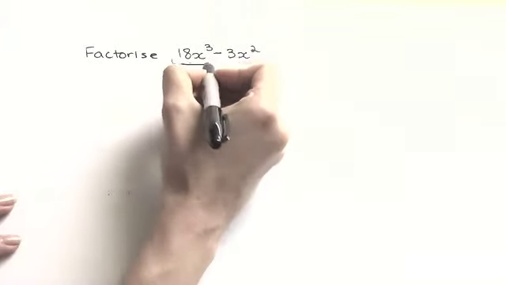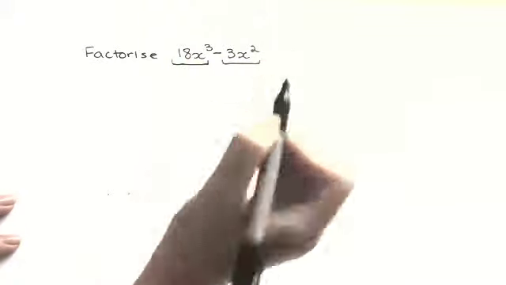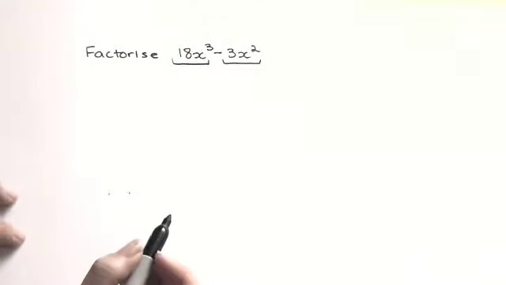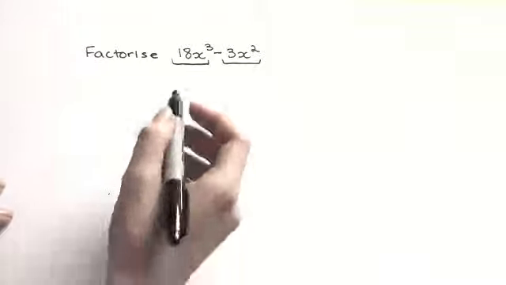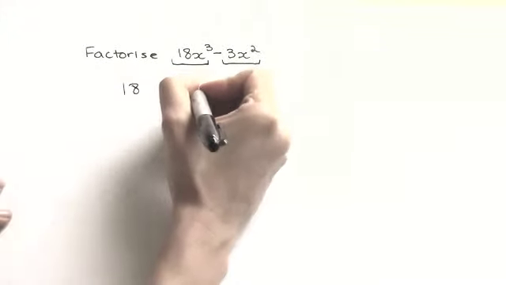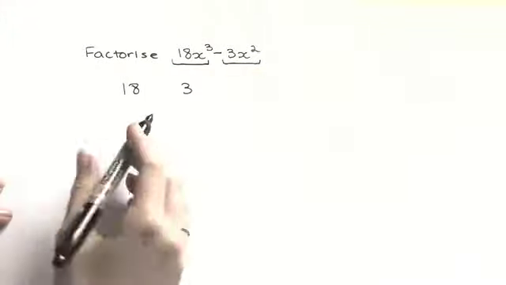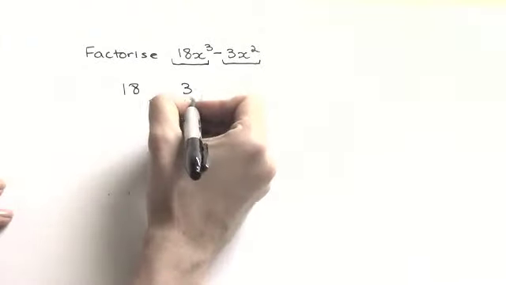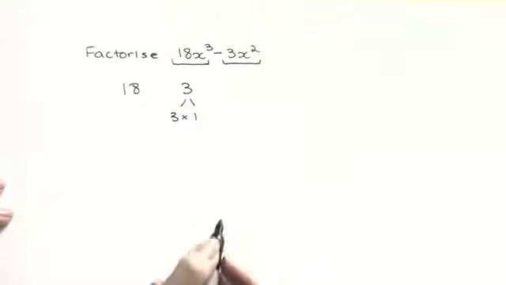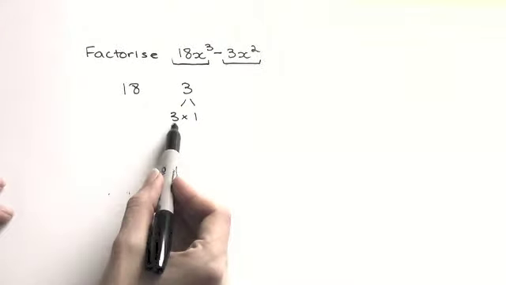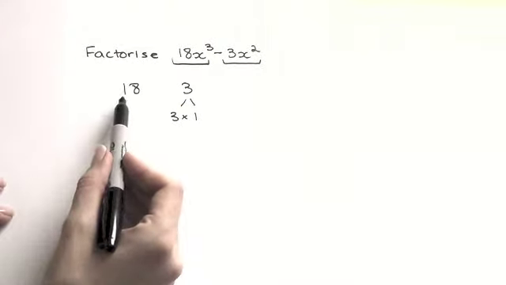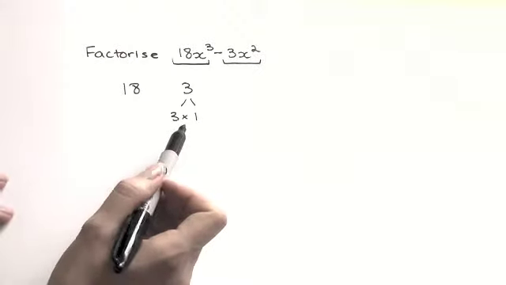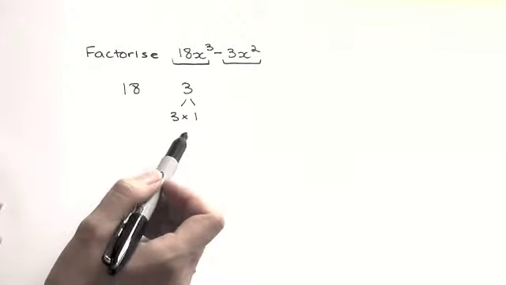Let's try an example. In this example, we have to factorise 18x cubed minus 3x squared. So we have these two parts that we're looking at, and we want to find common factors. First of all, we have 18 and we have 3. What are the common factors for 18 and 3? Well, 3 can only be 3 times 1, so that makes it easy. If we have a 3 in 18, we can pull out the 3, otherwise we can't factorise the number because there's no point in pulling out a 1.